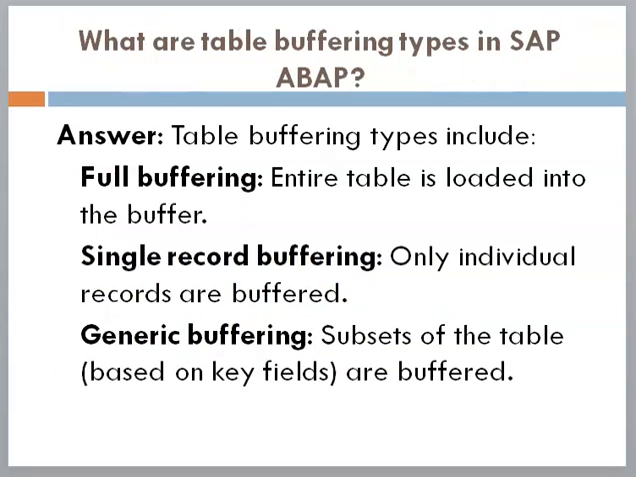What are table buffering types in SAP ABAP? Answer: Table buffering types include full buffering: the entire table is loaded into the buffer. Single record buffering: only individual records are buffered. Generic buffering: a subset of the table based on the key fields is buffered.